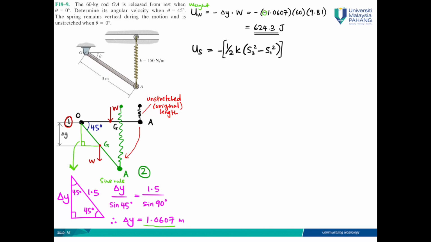Now, the other work done is by the spring. There is no other work done by other forces here except for the weight and the spring. In the earlier tutorial video and also the video lecture, I've explained that the work done by the spring is given by minus 1 over 2 k, where k is the spring constant, which is given here, 150 N/m. And you have two variables here, S2 and S1. Basically S2 and S1 are either the compression or the elongation of the spring.